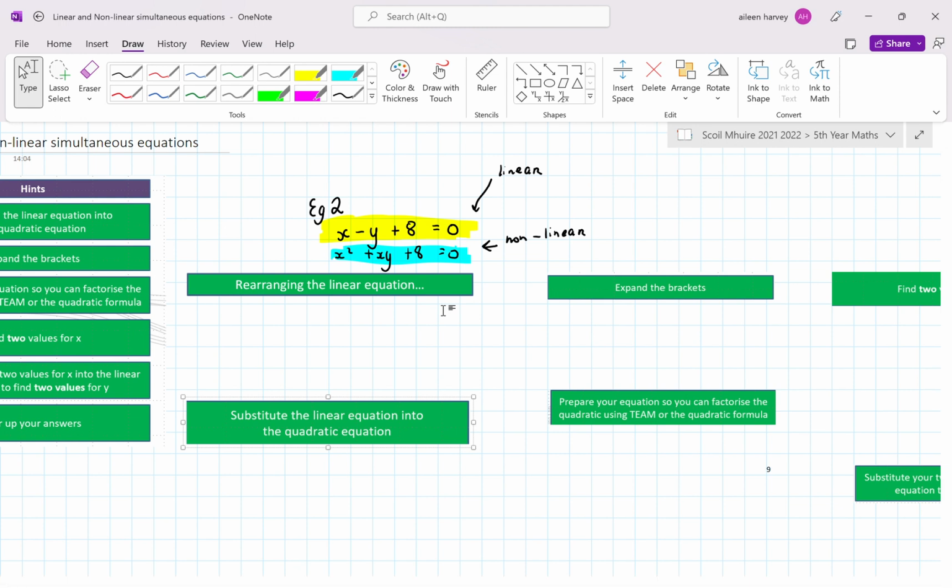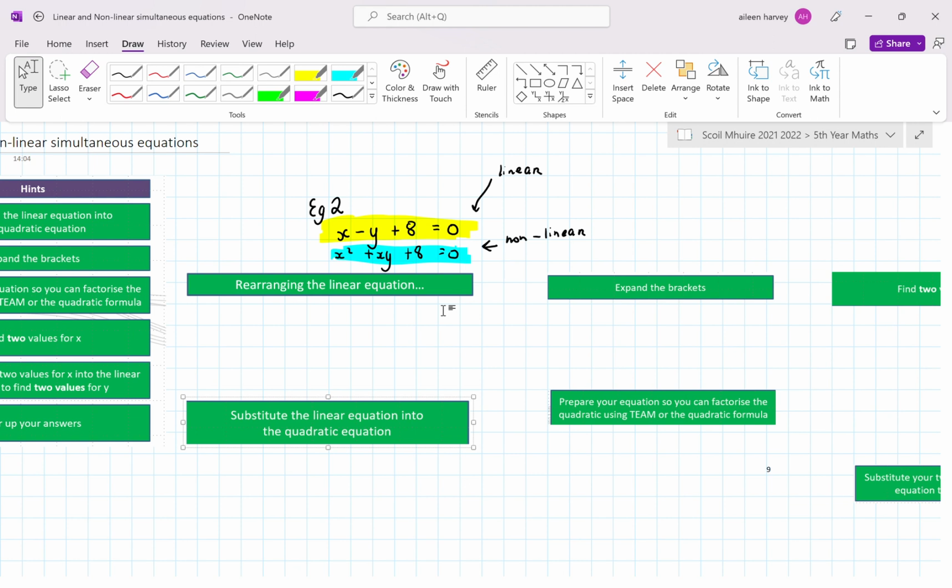Your linear equation will only have x and y values with a power of 1 on them. So the highest power on those values will be 1. A nonlinear equation is the one in blue. This is nonlinear because it has an x value that has a power higher than 1, that's x squared, and one of your terms is two variables multiplied together, that's x times y.